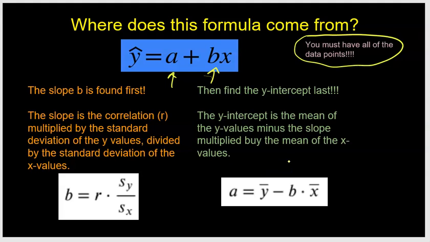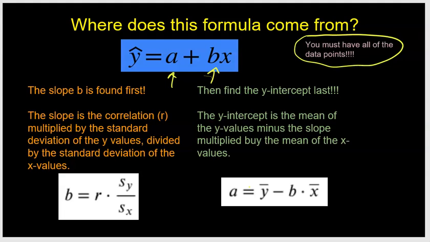All right, and then we move on to finding the y-intercept. The y-intercept must be found after the slope, and you'll see why in one second. And it involves another fairly simple formula. To find the y-intercept A, you take the average of all the y's minus the slope, hence why you have to find slope first, times the average of all the x's. Now, how do you get the average y? Well, you gotta know the data and you gotta be able to calculate it. How do you find the average x? Well, you gotta know the data and you gotta be able to calculate it. So these are the two formulas that produce the A and the B.